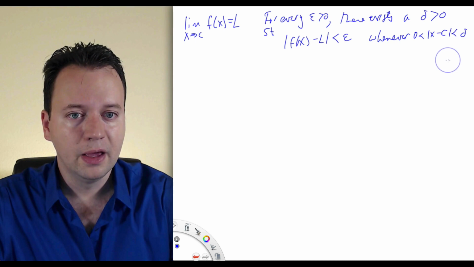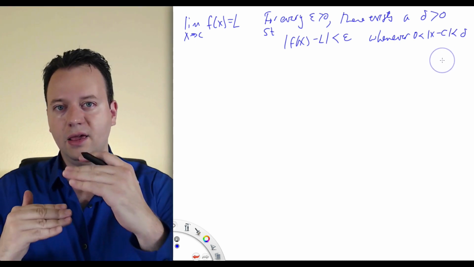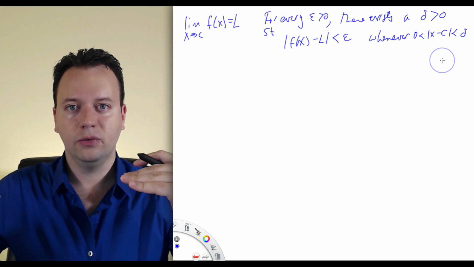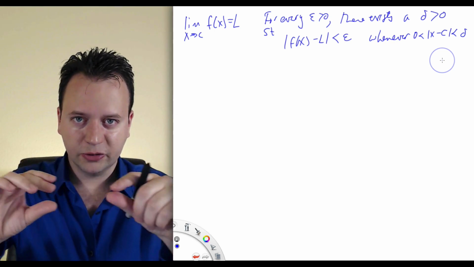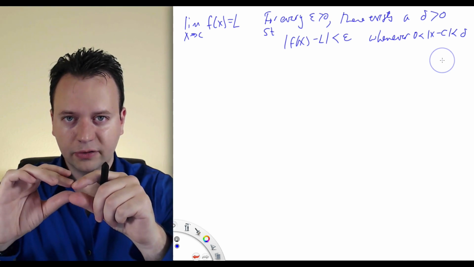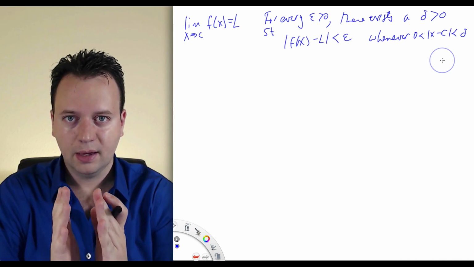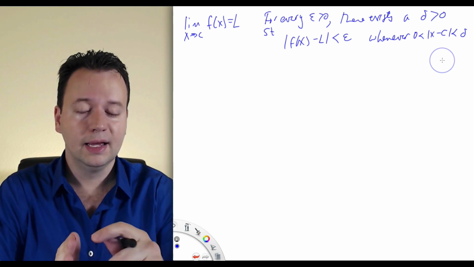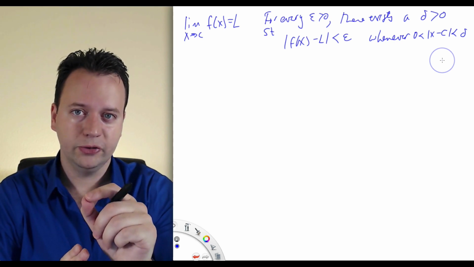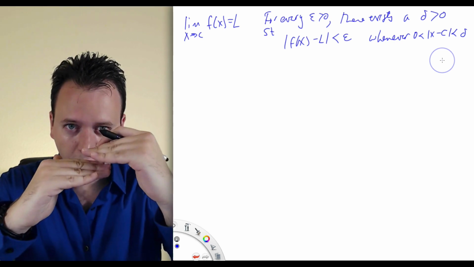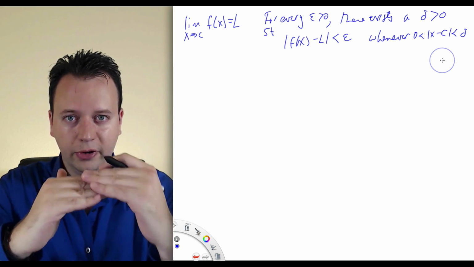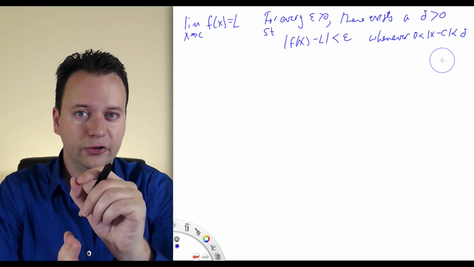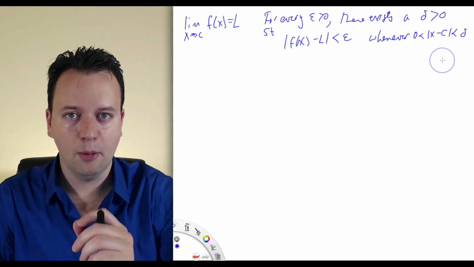is less than delta. So in other words, for any epsilon tube where you make a horizontal epsilon tube about the line y is equal to L, make it as small as you want, but regardless of how small you make it, there's always a deleted neighborhood close enough to x is equal to c such that all of the outputs will end up in that epsilon tube. So no matter how close you look, in terms of the vertical outputs, there's always a small enough neighborhood around x is equal to c such that the outputs will lie that close to the output y is equal to L.